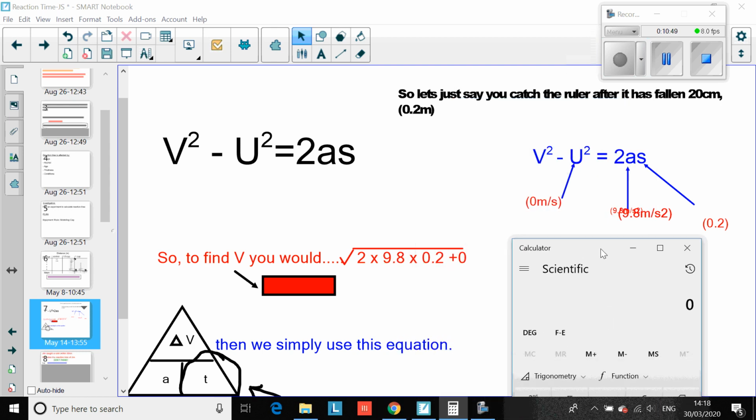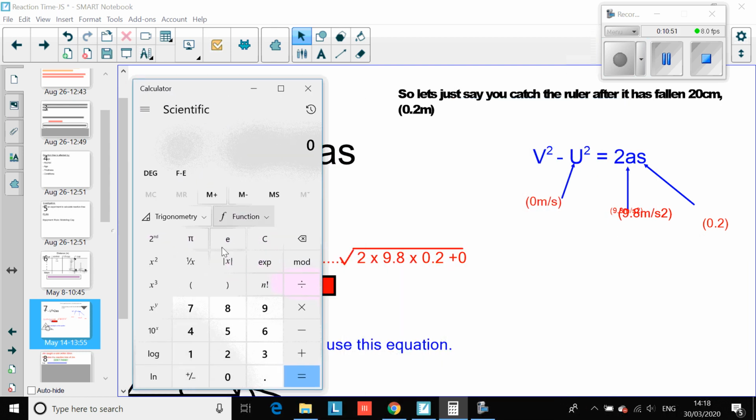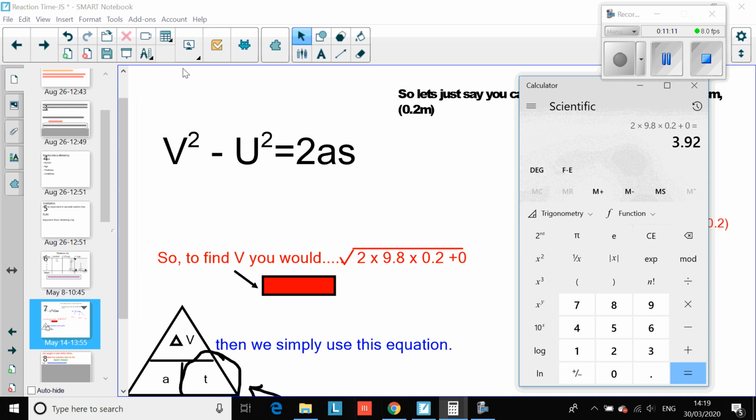Okay, so in this case, what I would do, 2 times 9.8 times 0.2, and you don't even have to bother to add the 0, but you can if you want. Add 0 equals, right, 3.92. So therefore, 3.92 is our velocity squared. Okay, so what we would need to do is simply then square root that.